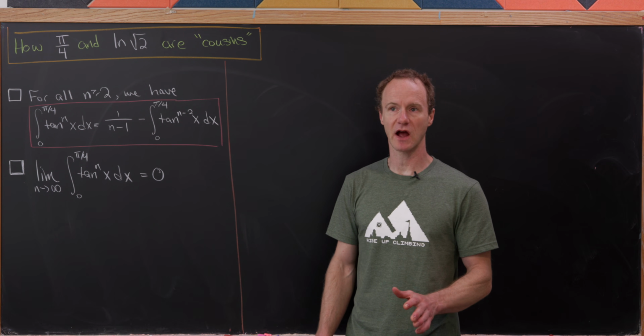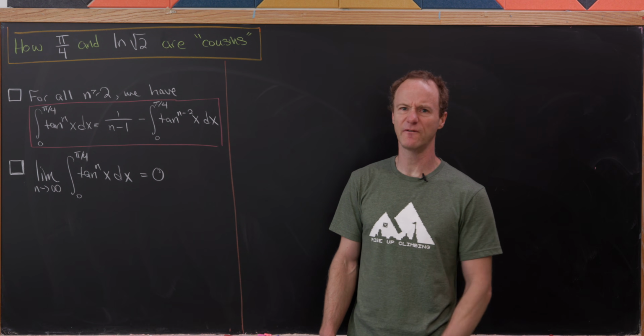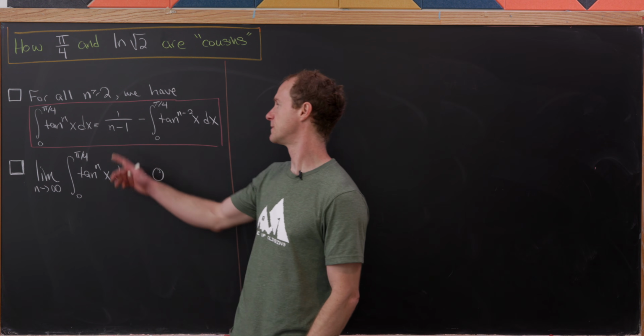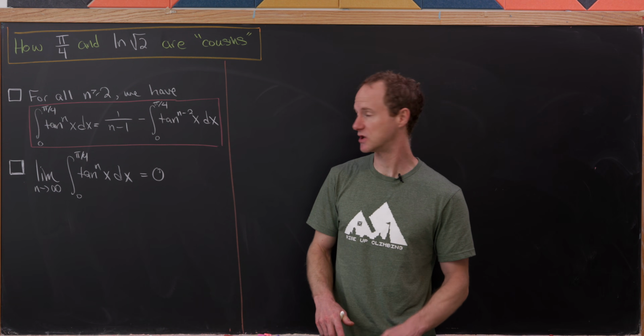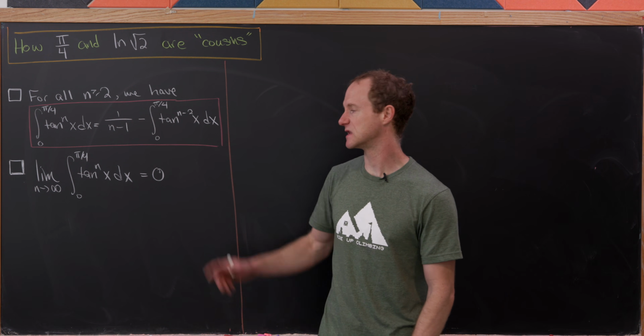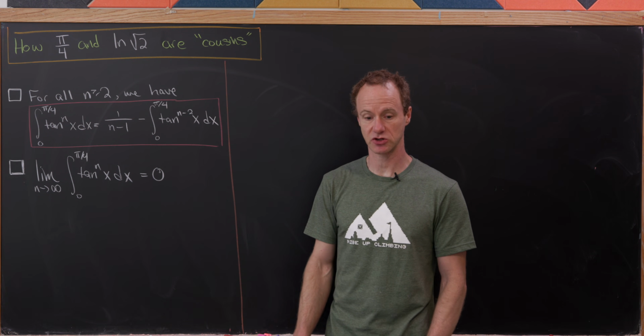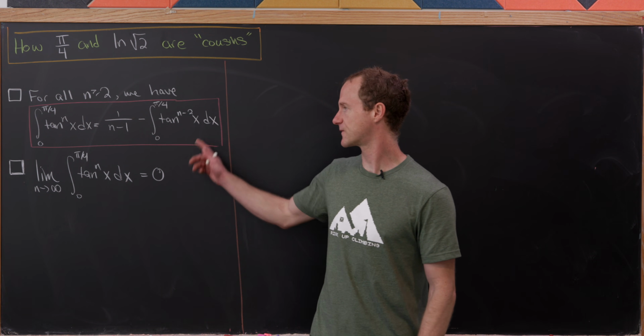To get off the ground, we're going to prove two fairly straightforward results. One is a power reducing formula for the tangent function, and the other one is a limit of an integral of the tangent function. So let's look at this first one.